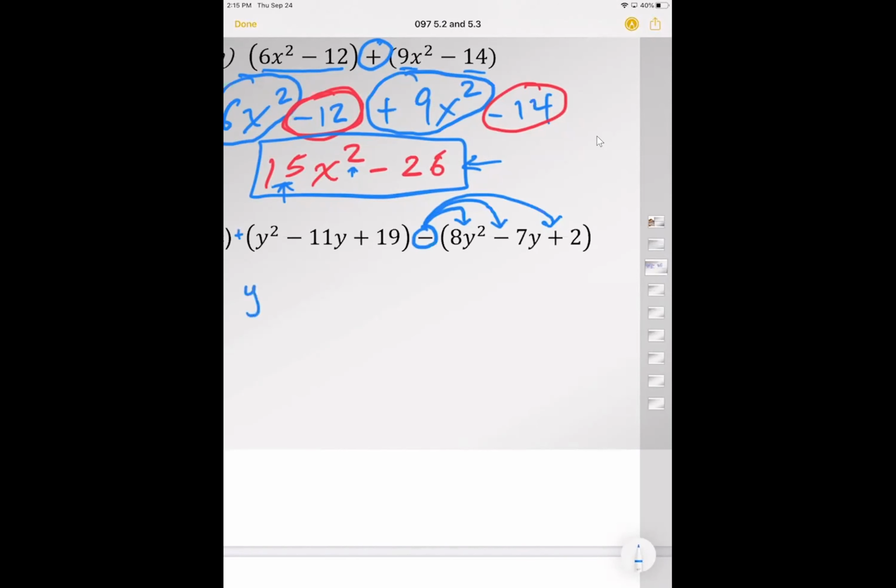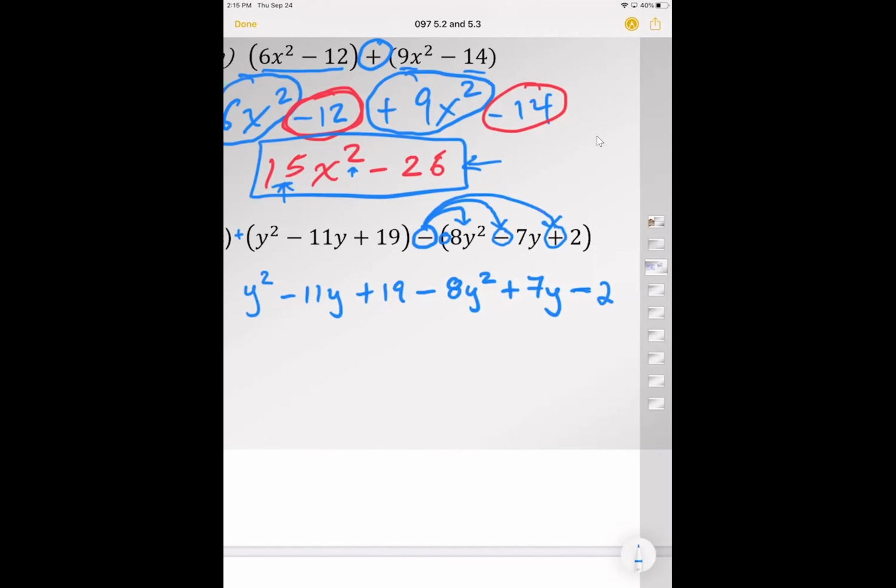So I can say that I have y squared minus 11y plus 19. The first parenthesis doesn't change. The second parenthesis, I have a negative 8y squared. A negative and a negative become a positive 7y. A negative and a positive become a negative 2. So basically, all we're doing is changing the sign for every single item in your parenthesis. If it's positive, it becomes a negative, a negative becomes a positive, and a positive becomes a negative.